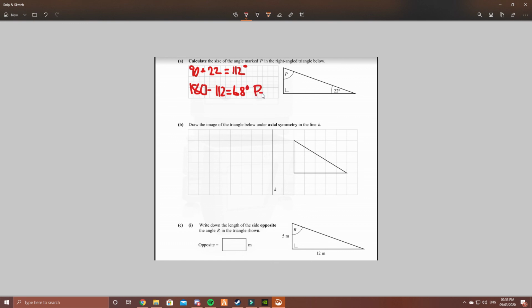We're going to skip B because on a computer it's impossible to draw nicely without a pen. But on the bottom we're looking for the hypotenuse. We're going to use the theorem of Pythagoras. A squared plus b squared equals c squared, which is going to mean that 5 squared and 12 squared will add up to c squared.